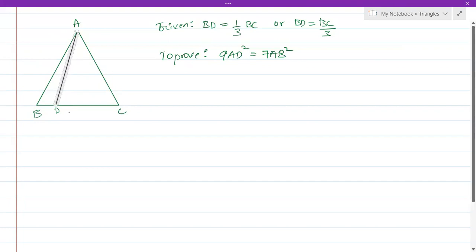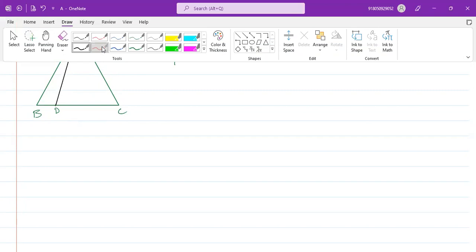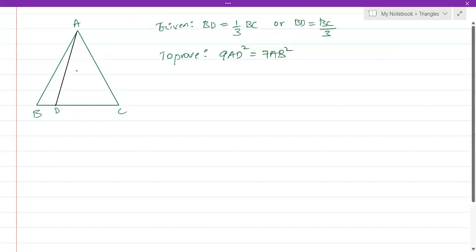This is our AD. But we also need a right angle, isn't it, to use Pythagoras theorem. There is no 90 degrees over here, so let's draw an altitude so that we can use Pythagoras theorem. Okay, so here is the 90 degrees. Let me take this as M.